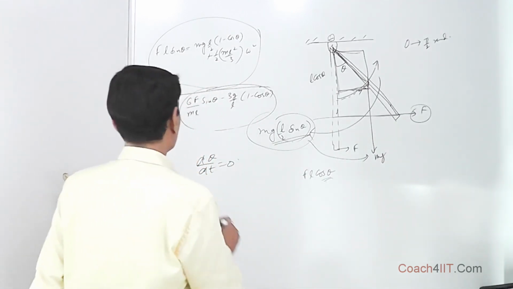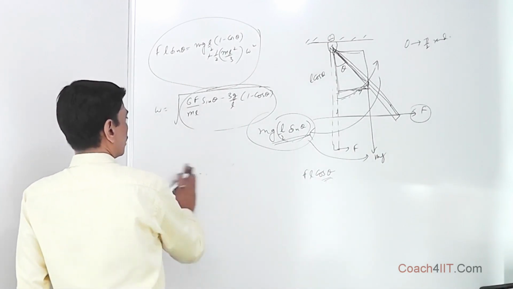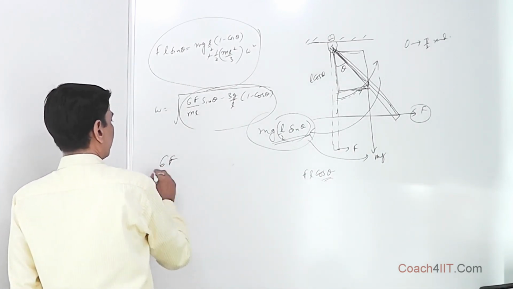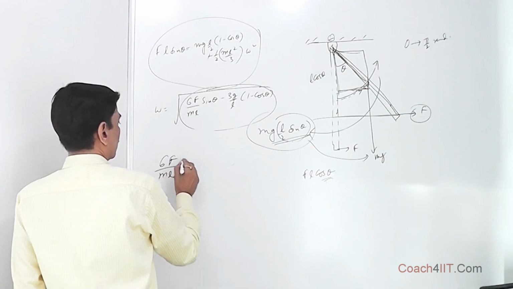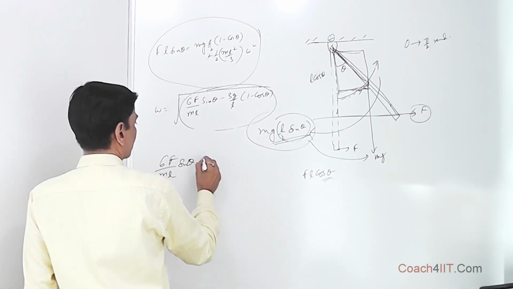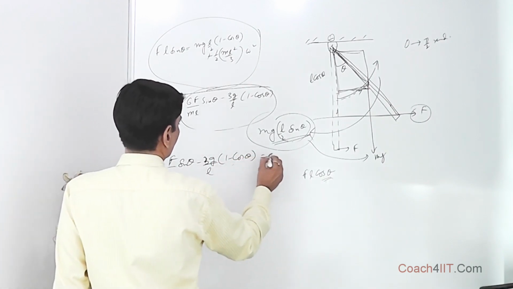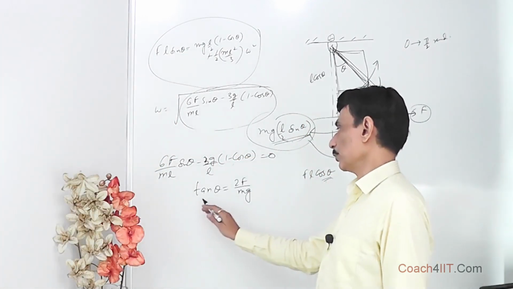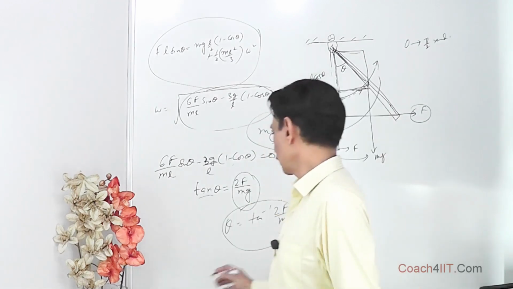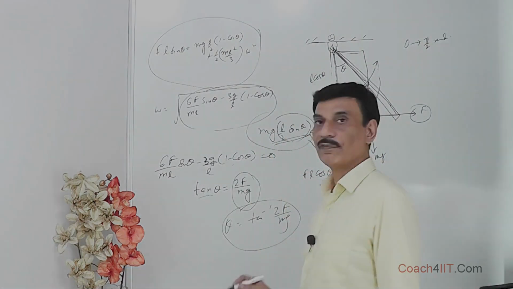If omega is equal to 0, we can put omega as 0. So it means 6f over ml sin theta minus 3g over L, 1 minus cos theta, should be equal to 0. When you solve it, you get tan theta is equal to 2f by mg, or theta equals tan inverse 2f upon mg.